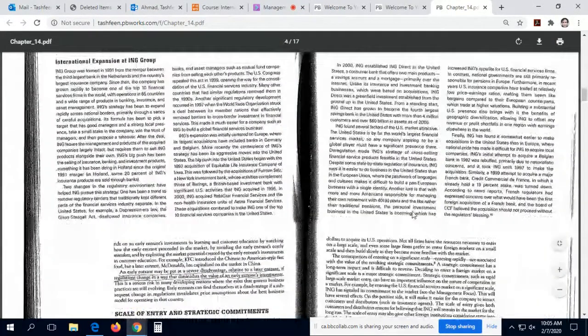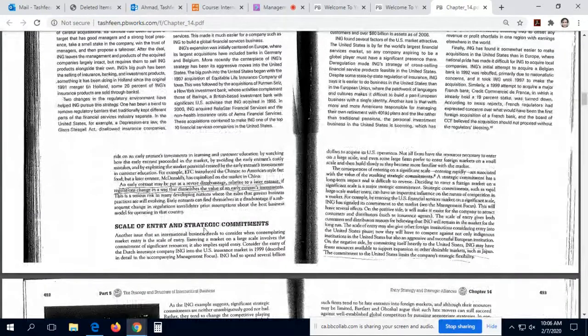Scale of entry and strategic commitments. Is it step by step you want to go? Do you want to go in with one product and see how it goes, and then a second and third, step by step, or are you going to go all out in the market? How much are you going to invest?